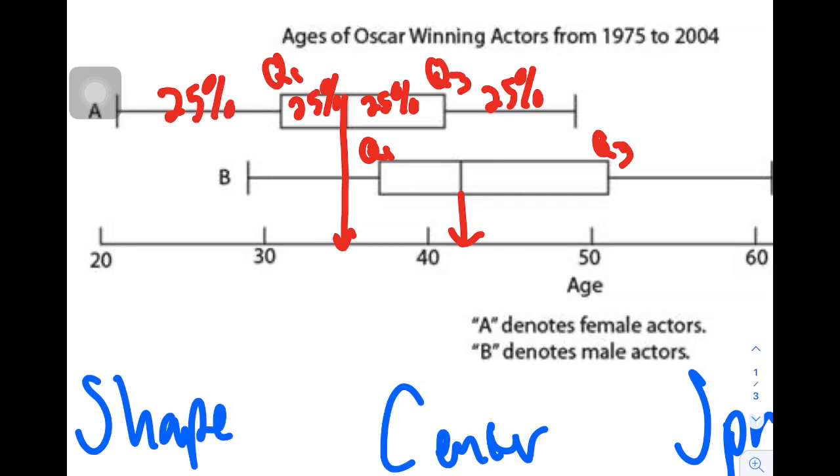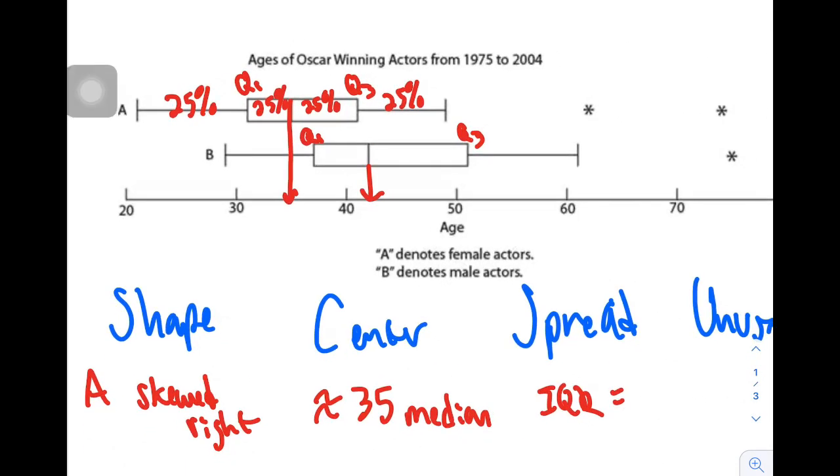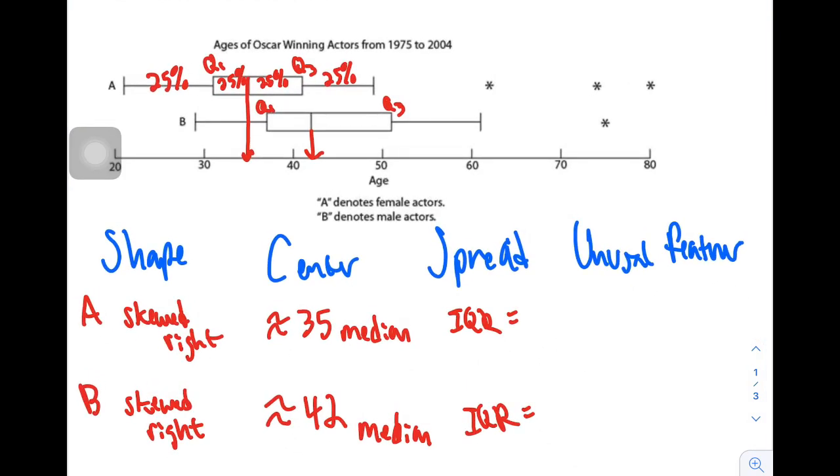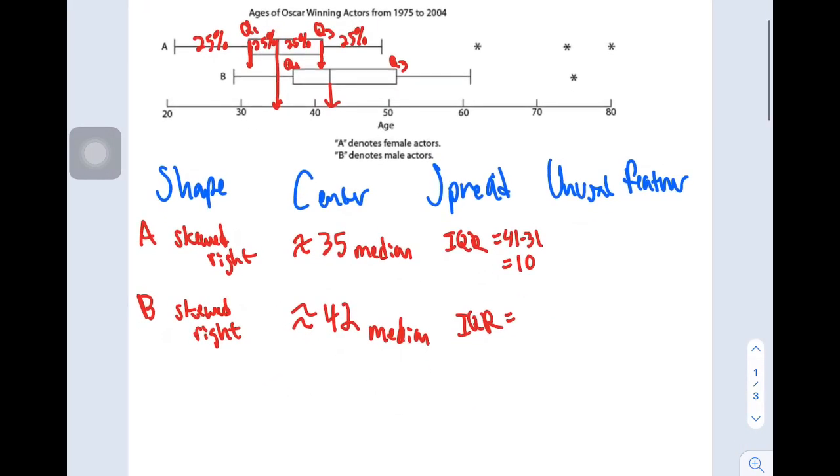So the middle 50% of your data lives inside of your interquartile range. So we want to see how spread out that middle 50% is. Well, to figure out the IQR, let's do the females first. It looks like Q3 is at about 41, and Q1 is at about 31. So 41 minus 31 gives us a spread of 10 for the interquartile range.